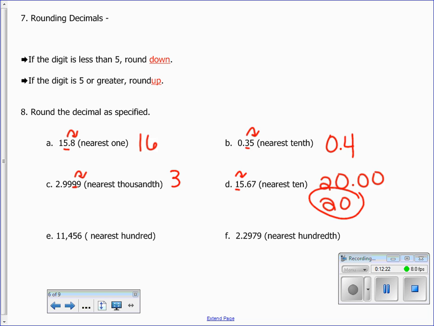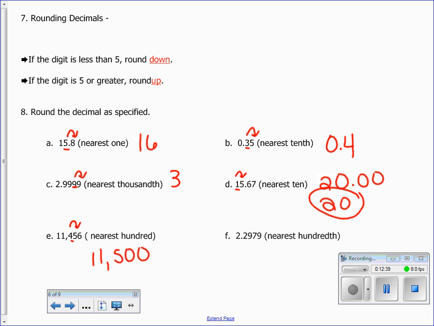E, round to the nearest 100. We have a 4, so we'll look at the 5. The 5 tells the 4 to go up. So we're rounding. The rest to the right of it will be zeros, since we are rounding.